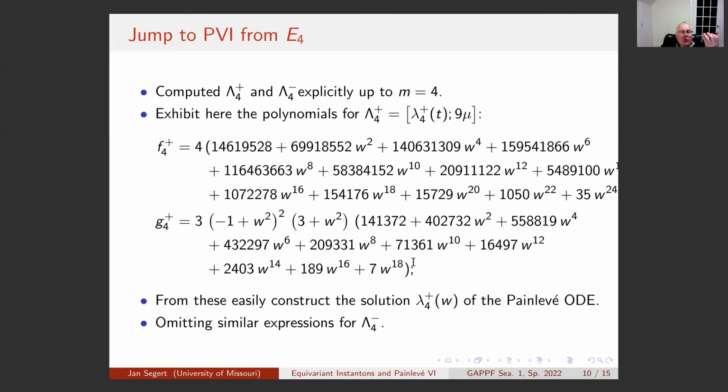Plug those into that formula in the theorem. You get an explicit solution of Painlevé. You can check it satisfies Painlevé. I won't write it out because it's an even worse rational function than its polynomials. So from these, you can easily construct a solution, check that it's a solution. And I'm omitting the similar expression for the minus m equals 4 solution, but I've computed all those.